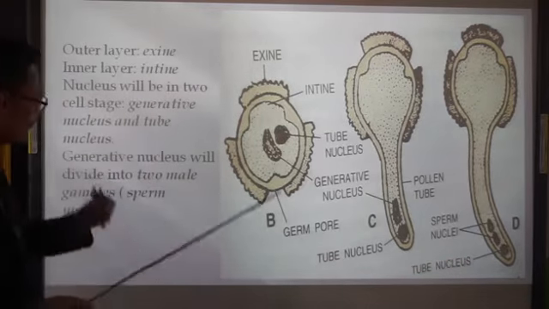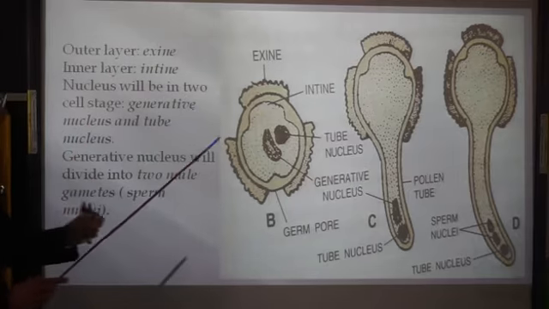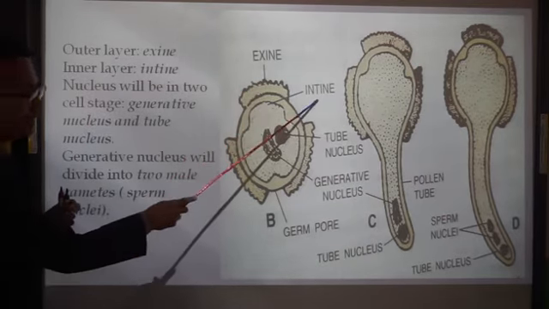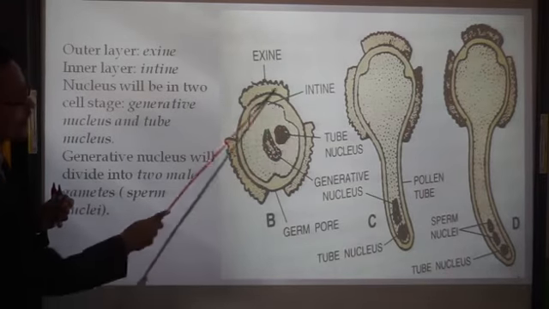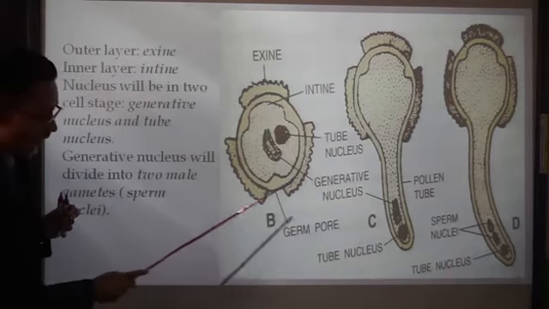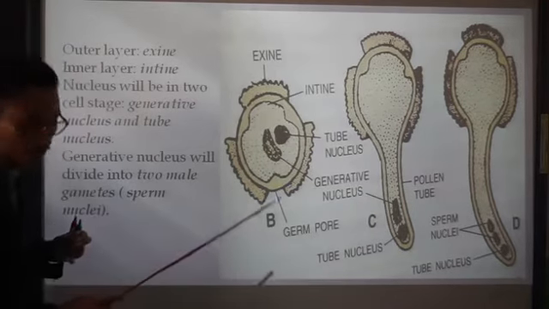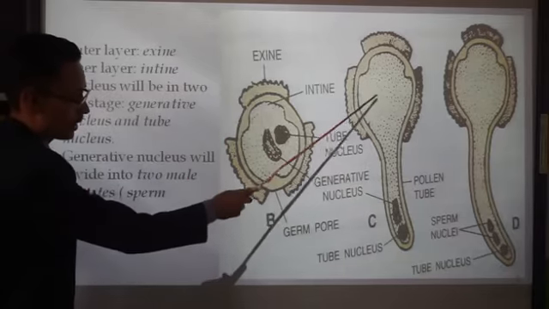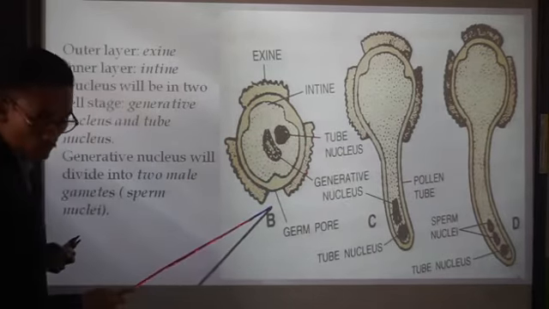So one more time, what have you learned? The pollen grain is a double layer structure. The outer layer is called the exine, the inner layer is called the intine. And the outer layer where the exine is absent is called the germ pore, and through the germ pore the pollen tube emerges. So on germination, when the pollen grain reaches the stigma, the pollen tube will come out through the germ pore.